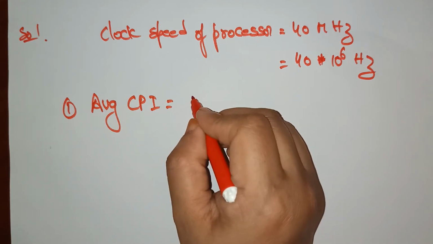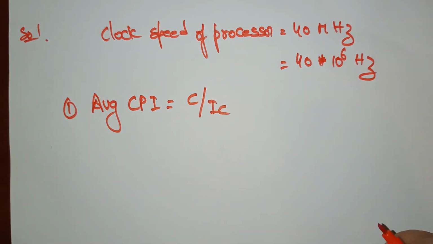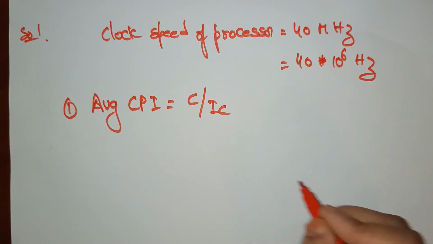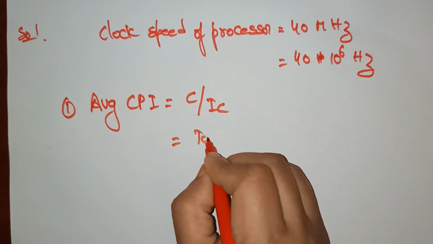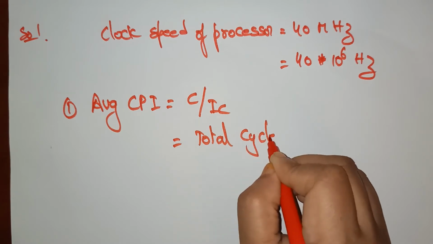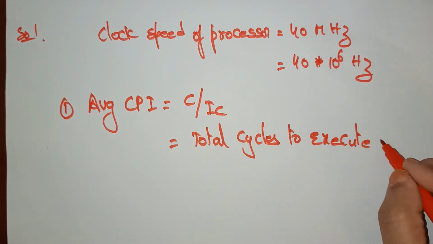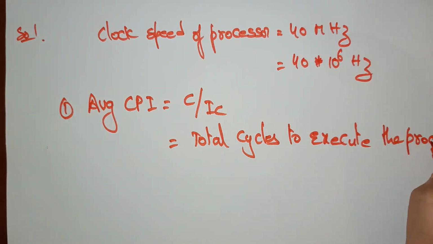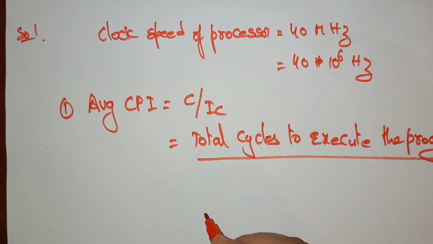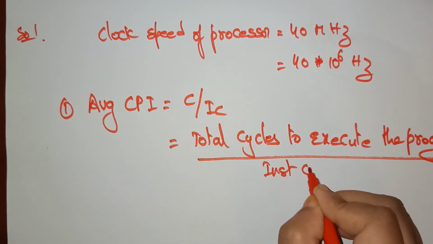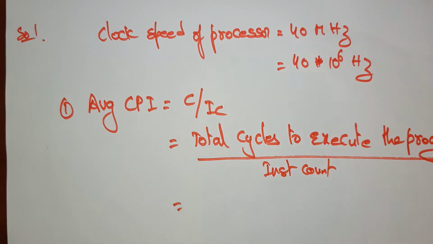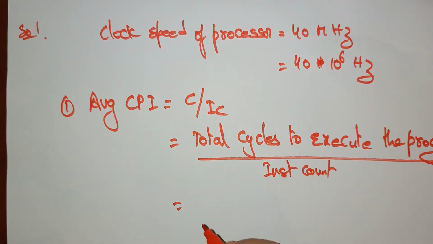Average CPI is equal to C by IC. What is C here? C is the total cycles to execute the program, and IC is the instruction count. So the total cycles to execute the program is the arithmetic instruction count, 45,000, into how many cycles it is taking, only 1 cycle.